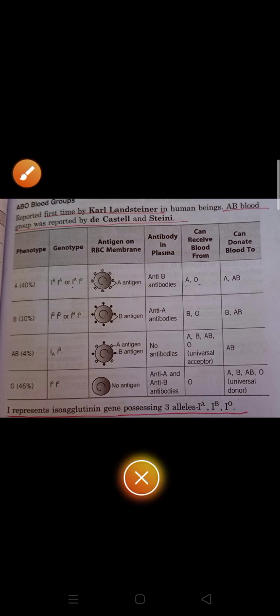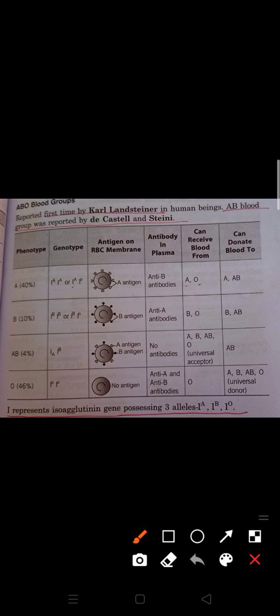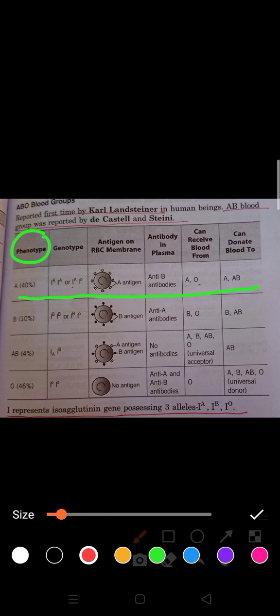Here you can see the phenotype. Children, what is the meaning of phenotype? It is what is physically visible. If I am telling you blood group A, I am discussing this situation. Blood group B, this situation. Blood group AB, this situation. Blood group O, this situation. So please try to understand it. I am starting with the first one, the A blood group. 40% of people have the A blood group, and in this, children, two conditions are there.